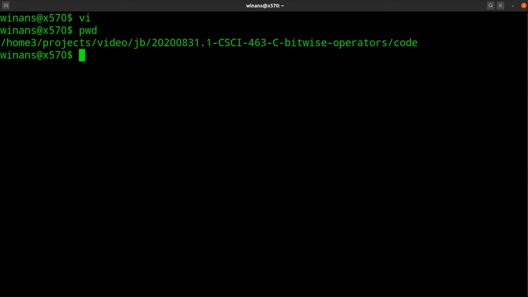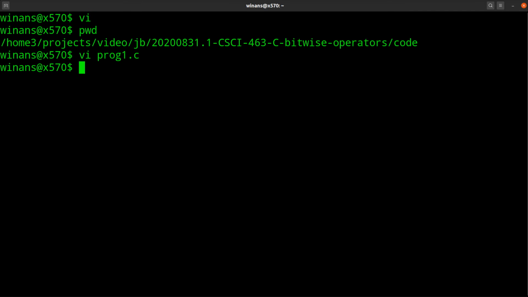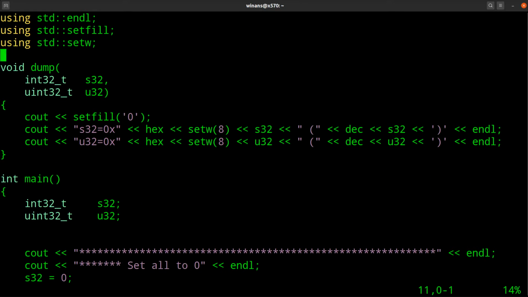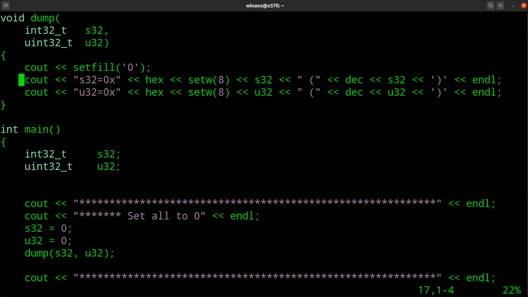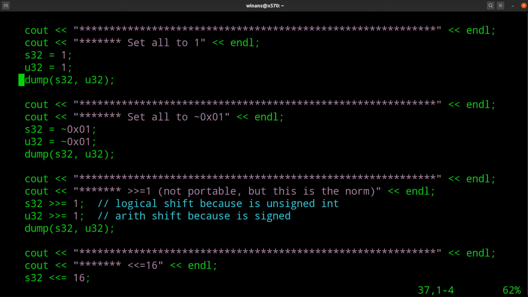So let me get out of this. Program1.cc. Let's take a look at this little program. We include the usual stuff and use some stuff. I have a dump routine that prints out a signed and an unsigned value. We're going to set them all to 0 and dump them, then set them all to 1 and dump them, just to get our bearings so we know what we're looking at.